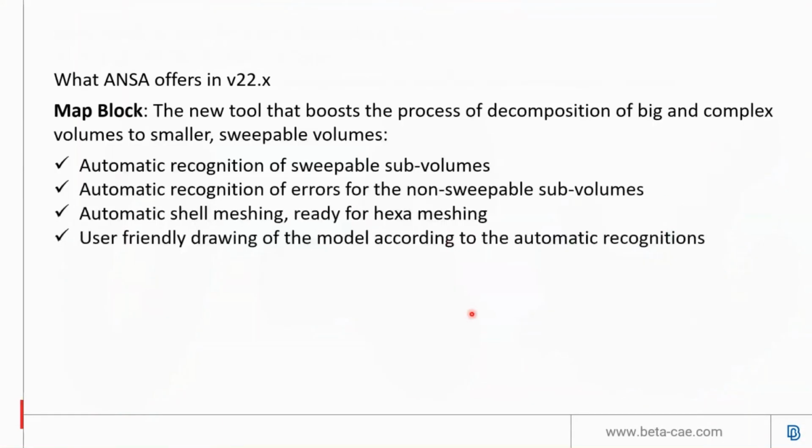The life of the hexamesher is now easier with the MapBlock. This is the new ANSA tool that automatically recognizes which volumes are sweepable, which volumes are not sweepable, so further decomposition needs to take place, and which volumes, although sweepable, have some errors that should be fixed before they'll be able to mesh with hexes.